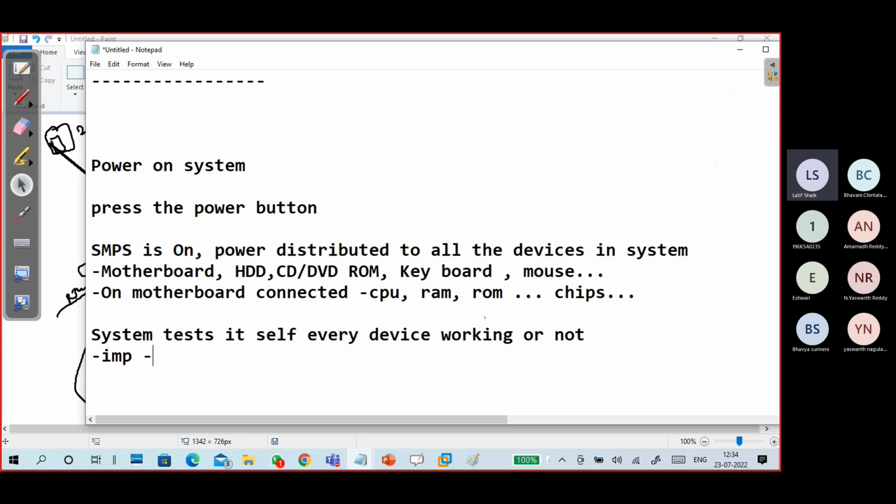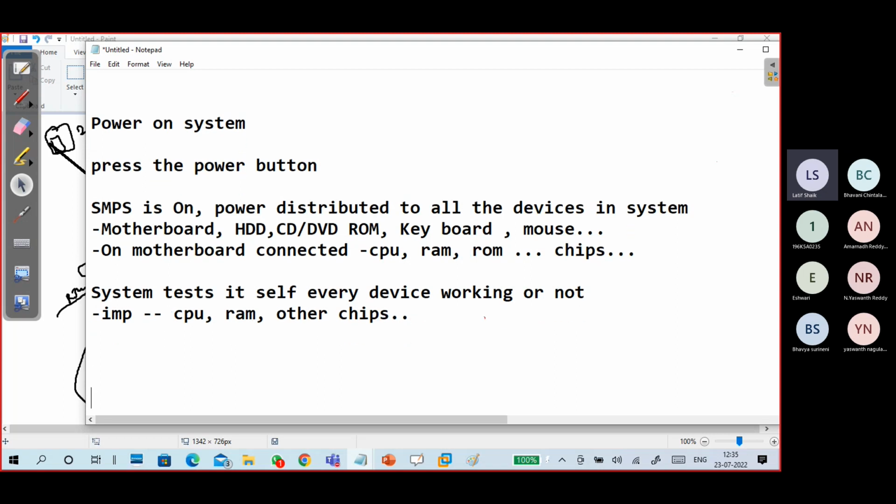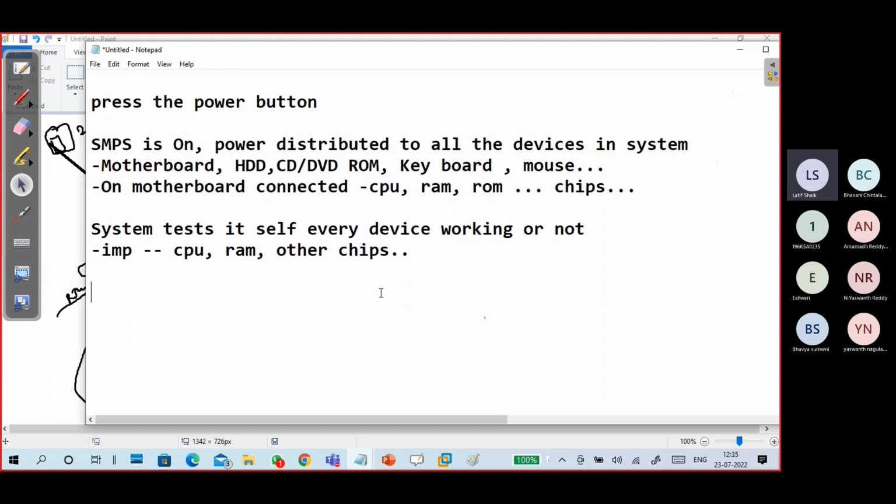Importantly, what are the important devices? CPU, RAM, graphic cards, kind of stuff, right? So very importantly, CPU, RAM is a loose connections part, and other chipset on motherboard, it will verify. Like if in case hard disk is not connected, no problem, post will be successful. Boot failure, post successful. That's the thing.